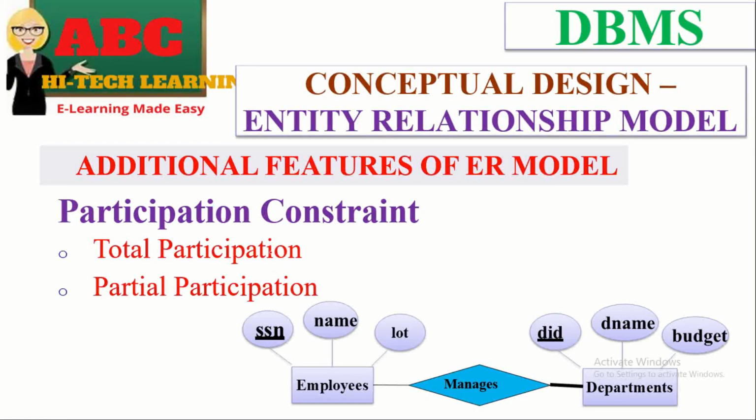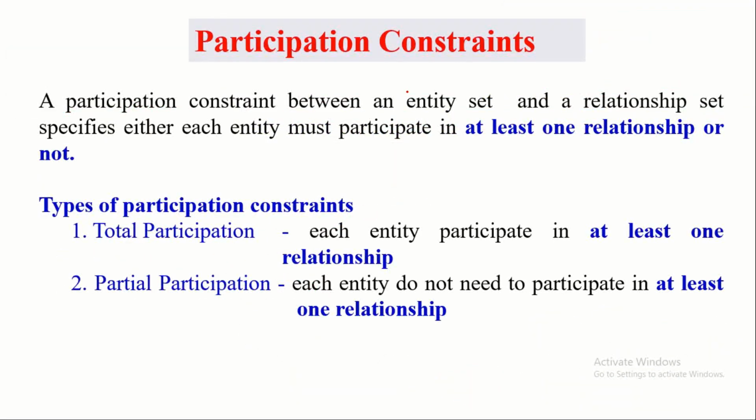Hello viewers, in this video we are going to learn about participation constraint in entity relationship model. A participation constraint between an entity set and a relationship set specifies whether each entity must participate in at least one relationship or not. We can classify the types of participation constraint into two.